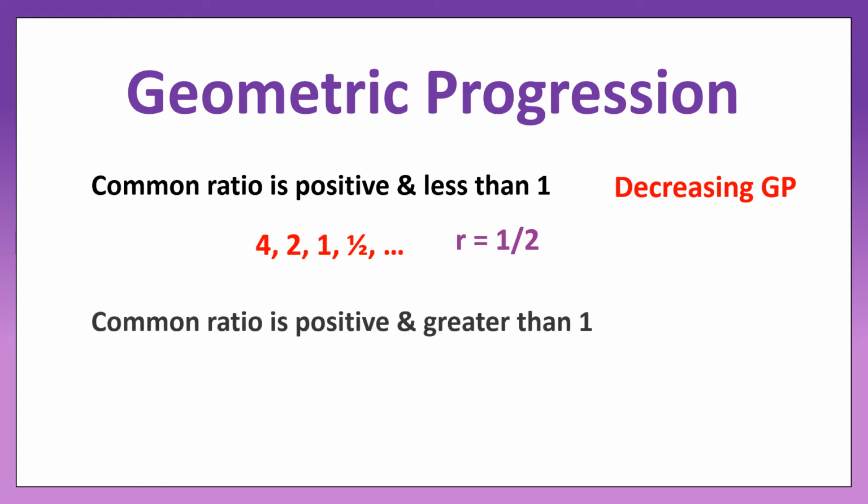The second case is when the common ratio is positive and greater than 1. Here, the geometric progression is increasing. So, it is an increasing GP. Let us take an example: 3, 6, 12, 24, dash. Here, the R is 2. It is positive and greater than 1. So, 3 into 2 is 6, 6 into 2 is 12, 12 into 2 is 24. This series is going on increasing. Thus, it is an increasing geometric progression.